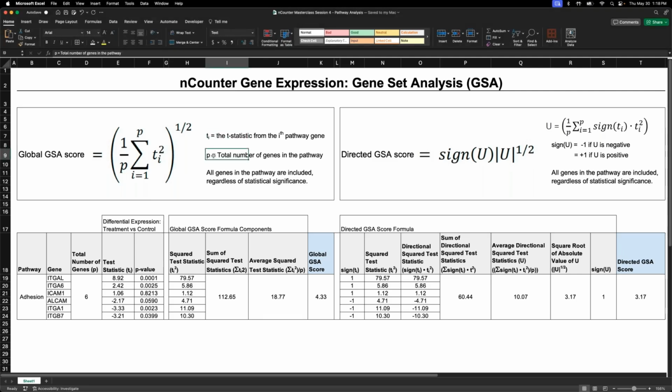P, which is the total number of genes in a pathway. And one thing I want to emphasize before we get into the math is that when you're calculating these scores, either the global score or the directed score, we're looking at every single gene of the pathway. It's independent and regardless of the p-value.